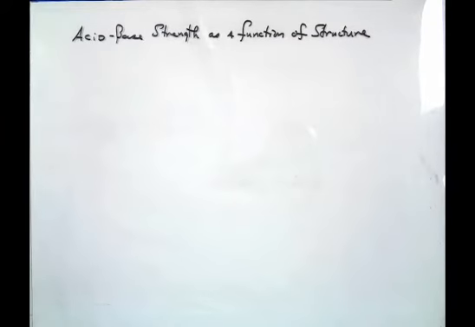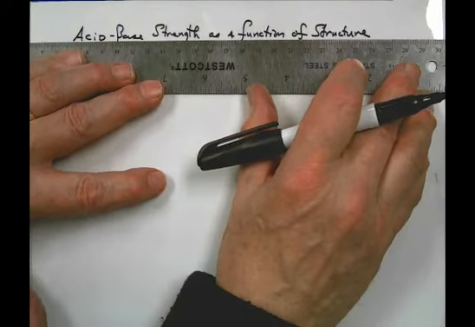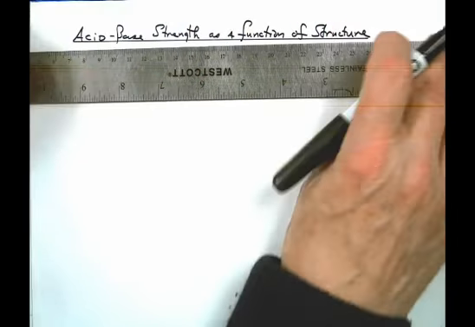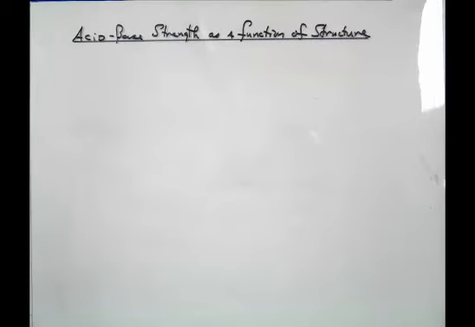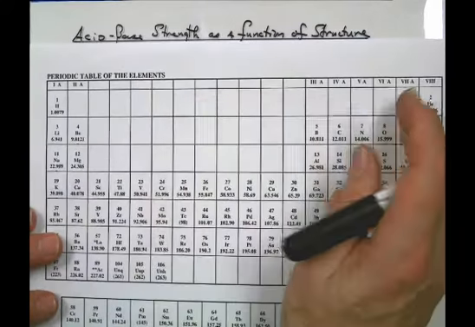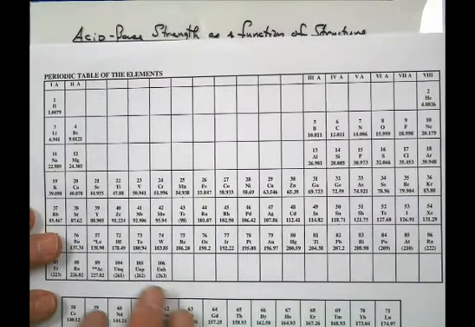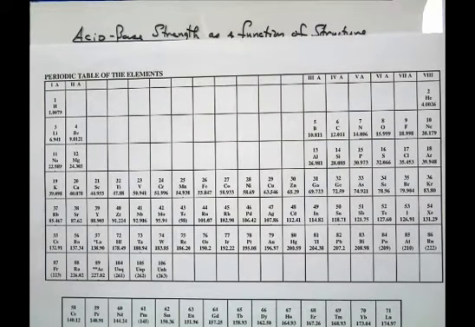We're talking about acid-base strength as a function of molecular structure, and there are two issues that have to be taken into account: series issues and group issues. When you look at your periodic table, of course, you know what series are going across and going up and down in groups. In series, the strength of the acid is based upon strength of electronegativity.